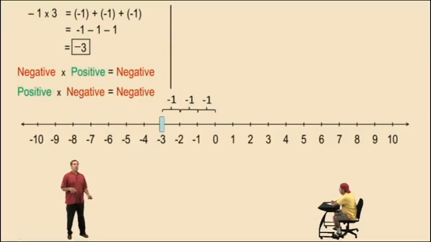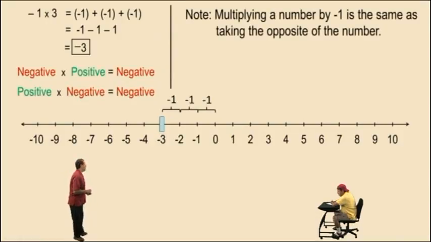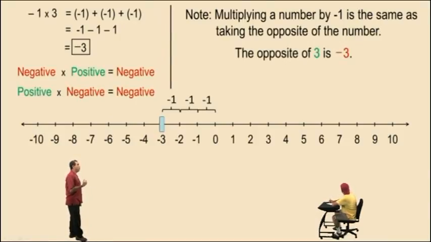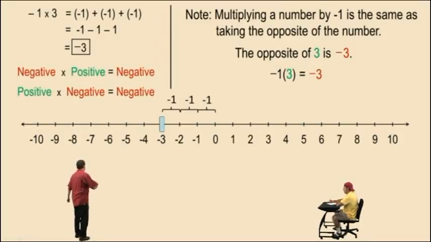Now, back in the opposite video, we talked about how taking the opposite of a number mathematically will be done by multiplying the number by -1. So multiplying a number by -1 is the same as taking the opposite of the number. And so the opposite of a +3 is -3. Therefore, if we take -1 and multiply to a +3 to calculate its opposite, the answer must be -3, because a negative times a positive is negative.